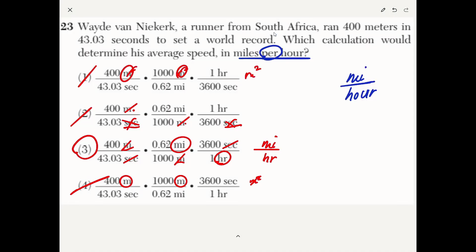This one, we have seconds and seconds on the bottom, so we would have seconds squared. We don't want that, right? When we get done, we should have one unit on the top and one unit on the bottom, and they should be miles per hour.